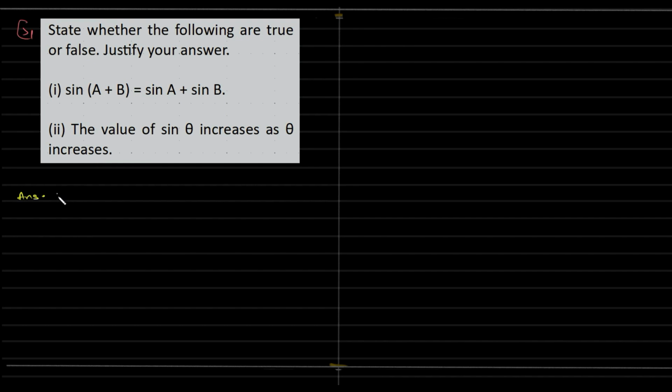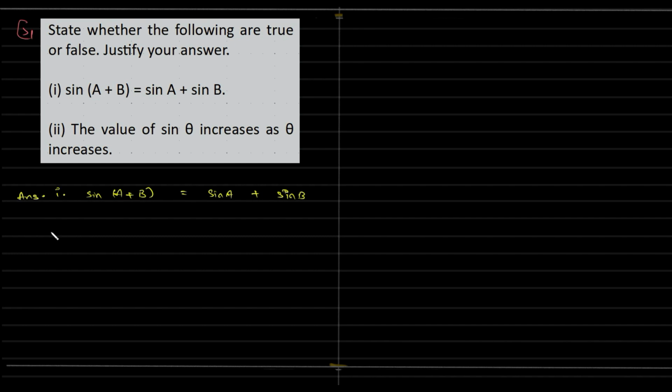I'll show all the versions though. So the first question is sine of a plus b is equal to sine a plus sine b. We have not seen anything like this till now, so we don't know what exactly we are looking at. But as per BODMAS, bracket has to be done first, then the operation. So I need to add a and b.